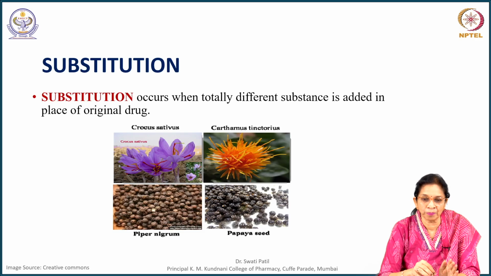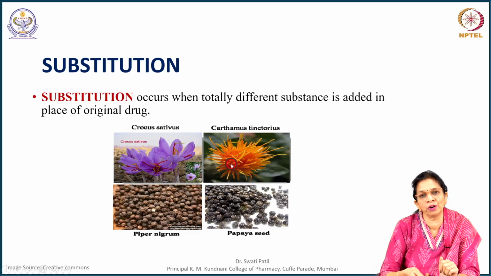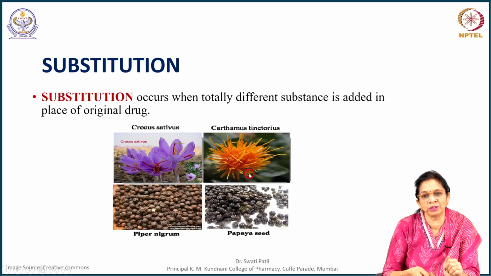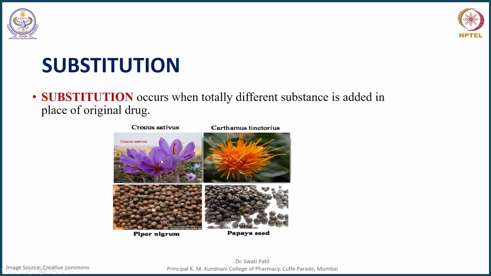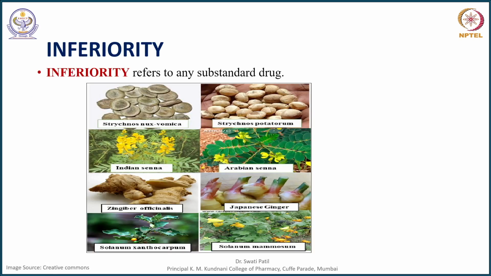Piper nigrum, these fruits are mixed with papaya seeds. So, if you see here the morphology looks the same, but this is devoid of piperine. There is no piperine present in this, but morphologically they look the same. Here also, if you see, the Carthamus tinctorius flower is used instead of Crocus sativus for saffron.